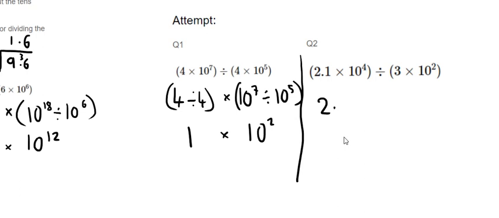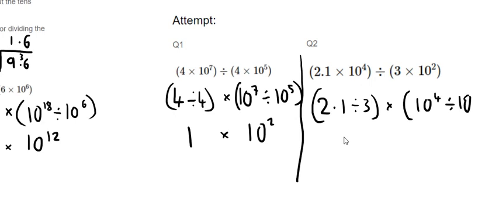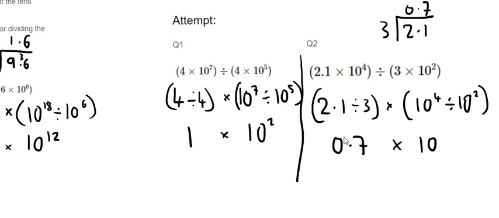Second one, I've got 2.1 divided by 3, and then I've got 10 to the power of 4 divided by 10 to the power of 2. So 2.1 divided by 3 anyway, if you want to just work it out roughly. 3 goes into 2 0 times, and 3 goes into 21 7 times. So 0.7 times 10 to the power of, and I just subtract the powers, so it's 2.